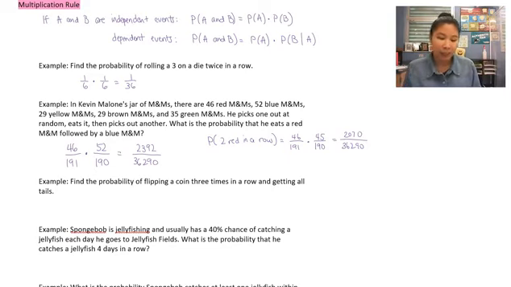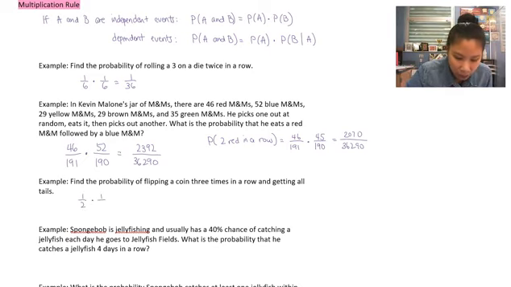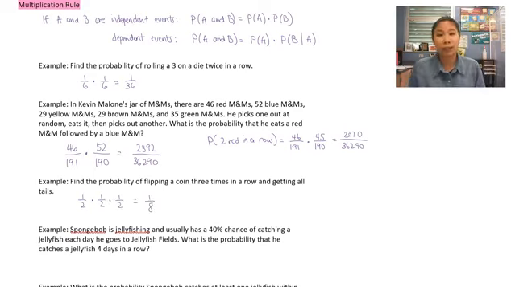Okay, next example. Find the probability of flipping a coin 3 times in a row and getting all tails. Okay, so flipping a coin, are these independent events? Well, I don't think a coin remembers what you flipped the first time, so it's not going to affect the next couple flips. So independent, meaning we can just multiply. So you want all tails. So tails and then tails and then tails would be 1/2 for the first tails, 1/2 for the second tails, 1/2 for the third tails, which gives us 1/8.